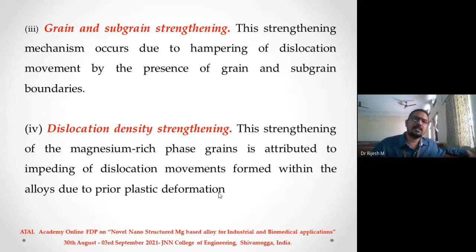Grain and subgrain strengthening is the strengthening mechanism that occurs due to hampering of dislocation movement by the presence of grain and subgrain boundaries. See, this grain boundary itself is a defect. So when you are plastically deforming a material, it'll come to the grain boundary. The grain boundary will stop the plastic deformation. So with a finer grain size, plenty of grain boundaries, there are plenty of regions impeding the dislocation motion. So grain and subgrain strengthening as well as dislocation density strengthening is what happens in severe plastic deformation.